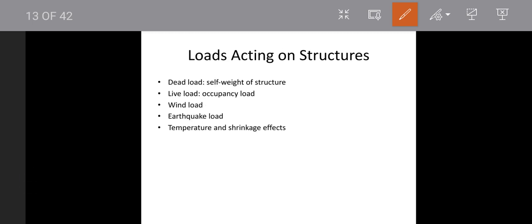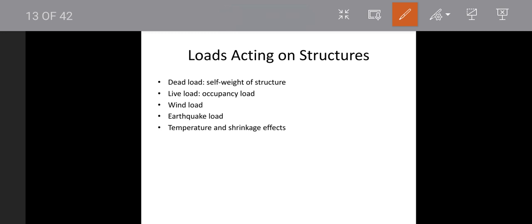In the last class, we saw what reinforced concrete structures are, what concrete is, what steel is, what their properties are, and how they behave as a composite material, reinforced concrete. In today's session, we are going to see the loads acting on structures.